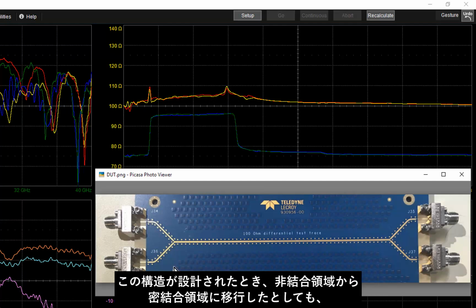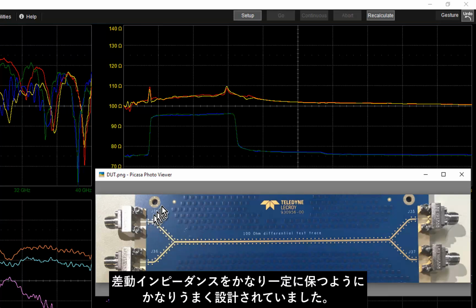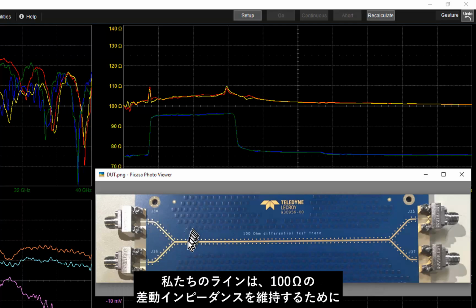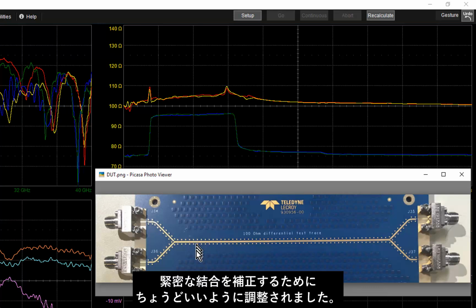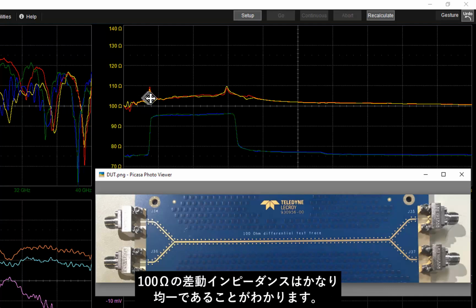When this structure was designed, it was designed pretty well to keep the differential impedance pretty constant, even though we went from a region of uncoupled to tightly coupled. So that narrower line was tweaked just right in order to compensate for the tighter coupling to maintain a 100 ohm differential impedance. And we see a pretty uniform 100 ohm differential impedance.